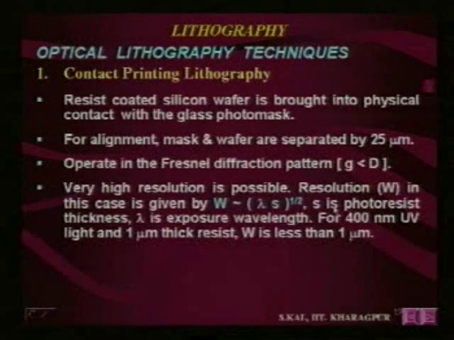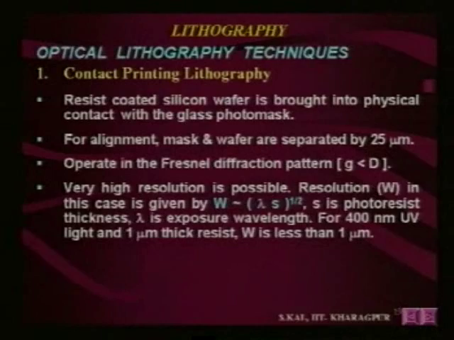In this particular technique, high resolution is possible. And resolution in this case is given by W equals the square root of lambda S, where S is the photoresist thickness and lambda is the exposure wavelength. For ultraviolet light of wavelength 400 nanometer and for 1 micron thick photoresist, this resolution is found to be less than 1 micron. Roughly the resolution is the square root of lambda into S. That means you see here, if lambda is less, then W will be less, and resolution will be good. That means the minimum feature you can resolve is smaller.